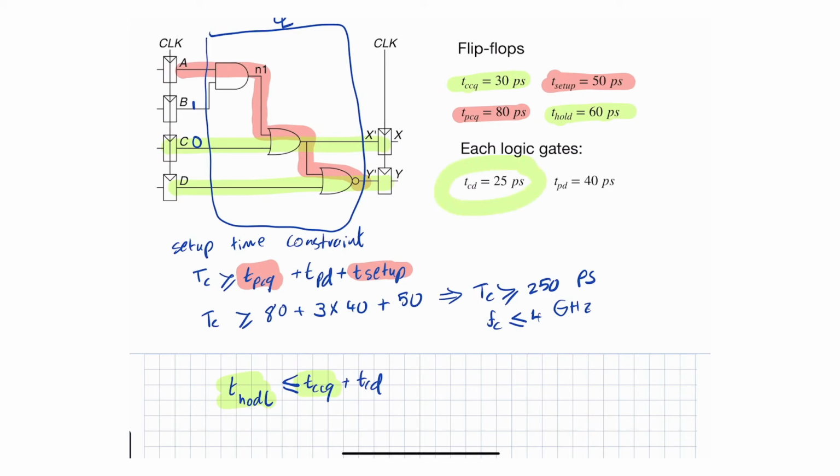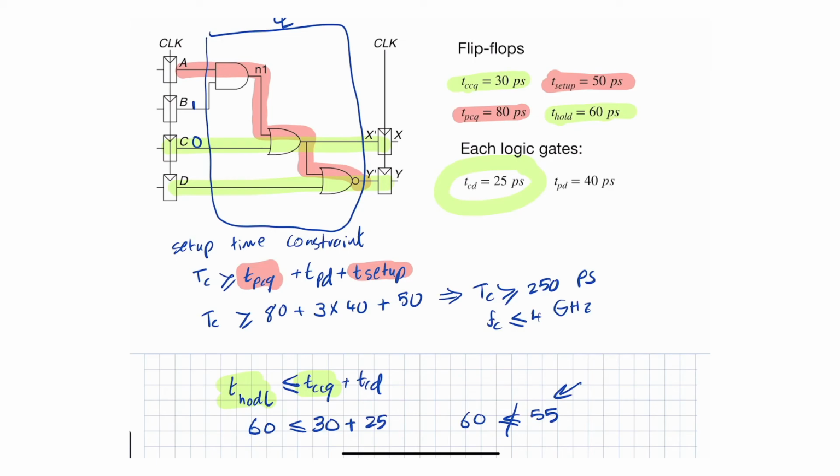All right, so all we have to do is just substitute these numbers, and we're thinking about 60. Is it less than or equal to 30 plus 25? And the answer is 60 is definitely not less than or equal to 55. What this tells me is, since it's not, that means the hold time constraint is being violated, and this circuit will result in a metastable condition because of that.